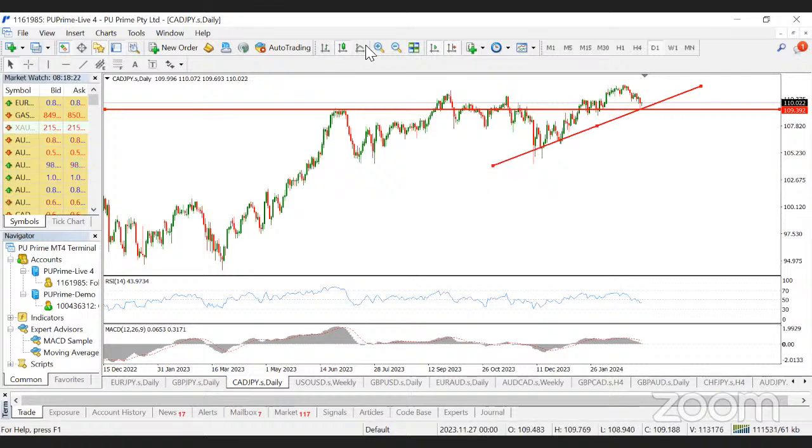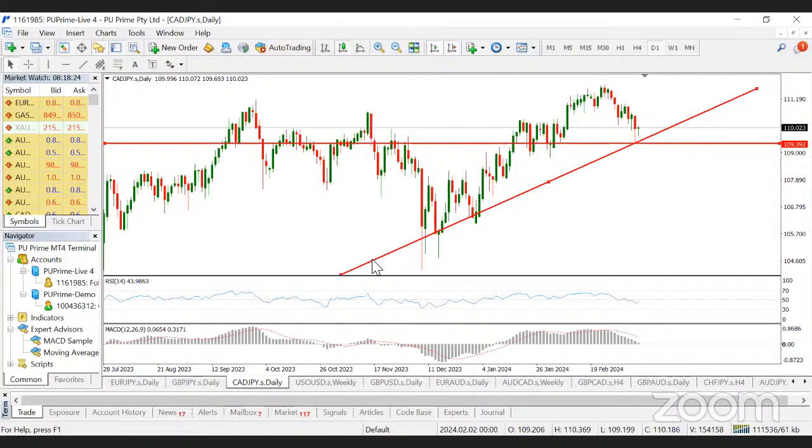You can see where I'm making them touch each other. That's the lower part of the daily candle. Not exactly the shadows. The emphasis is more on the lower part of the body.